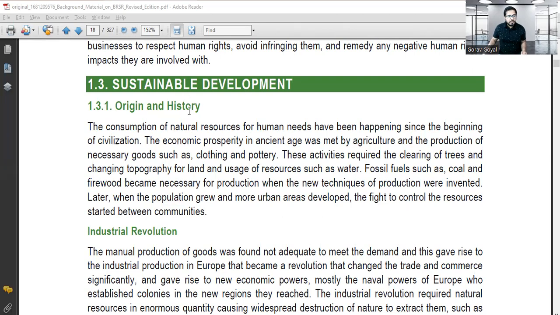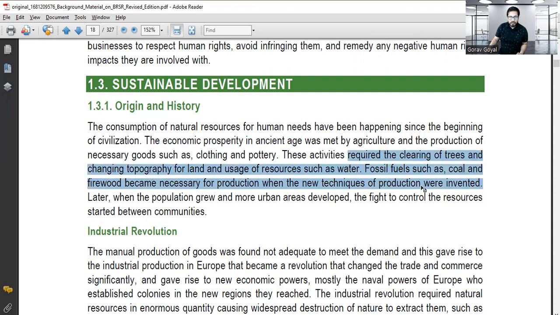Sustainable development. So, what was the origin and history? As we have discussed in our previous videos, consumption of natural resources for human needs has been happening since the beginning of civilization. Economic prosperity in the ancient age was met by agriculture and the production of necessary goods such as clothing and pottery. These activities required clearing of trees, changing the topography of land and usage of resources such as water. Fossil fuels such as coal and firewood became necessary for production when new techniques of production were invented. So that was the industrial revolution, and new techniques came up for production.